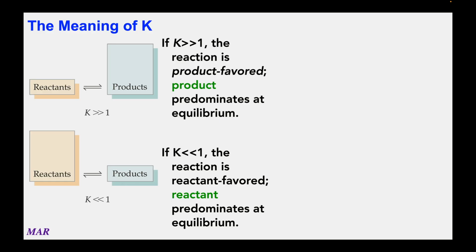On the other hand, we're going to see a lot of Ks that are much less than 1. That means you have more reactants around than products. Your reactant will dominate at equilibrium. So literally, the number you get for K, if you got a K of, say, 70, well, 70 is greater than 1. That means you have a product-favored K. You're going to have more products than reactants. On the other hand, you calculate a K of 0.017. Well, that K is less than 1. That means you'll have more reactants at equilibrium than products.